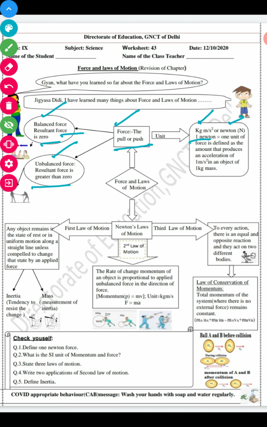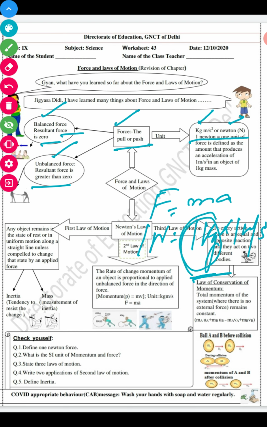And we can define 1 Newton also, as we have F is equal to m into a. 1 Newton is equal to 1 kilogram into 1 meter per second square. 1 unit of force is defined as the amount that produces an acceleration of 1 meter per second square in an object of 1 kilogram. Okay, when the mass of an object is 1 kilogram and it produces the acceleration of 1 meter per second square, then it is known as 1 Newton force.